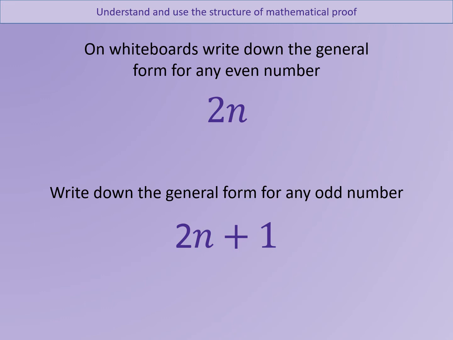But the only way we can guarantee that we've got an odd number is if we take any even number and add 1 to it. There are other variations. You can have 2n minus 1, for example. So 2n plus 1 and 2n minus 1 tend to be the most commonly used expressions.